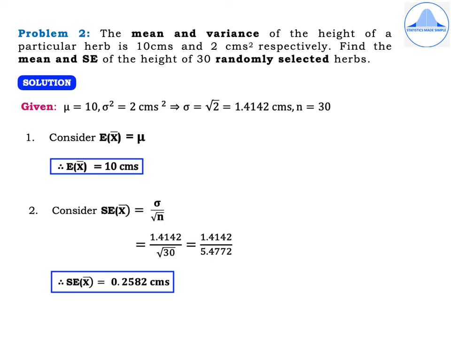Then, starting with the first subdivision, write consider E of x bar equal to mu. Therefore, E of x bar is equal to 10 centimeters. Second subdivision, consider SE of x bar, which is sigma by root n, which is equal to 1.4142 divided by root 30, which is equal to 1.4142 divided by 5.4772. Therefore, standard error of x bar is equal to 0.2582 centimeters.